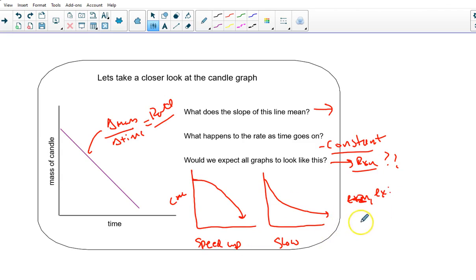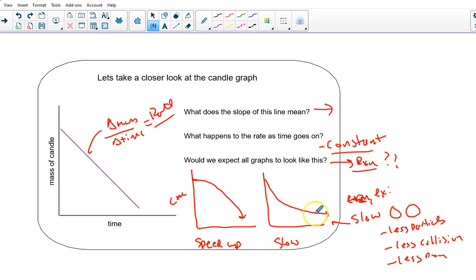Okay, well, let's look at this. For a slowdown, this is really common in everyday life. You need two particles to collide in order to have a reaction. So what happens when there are fewer particles? Well, there are fewer collisions. Fewer particles means fewer collisions, which means fewer reactions. So that's really common in our everyday lives, right?